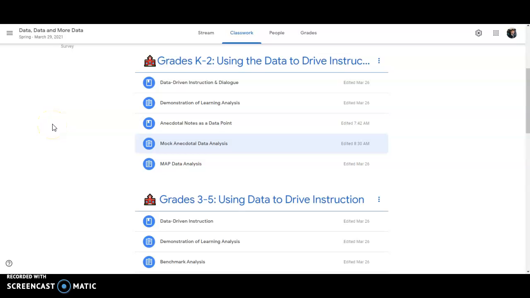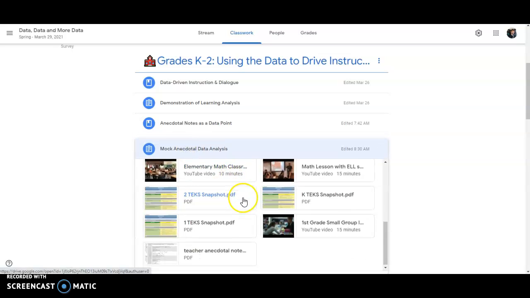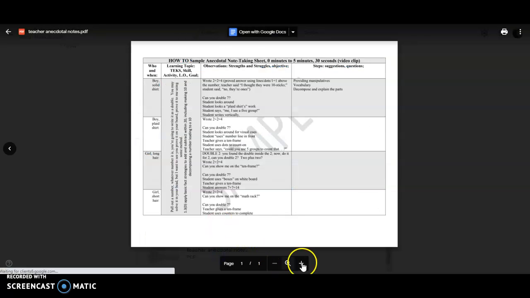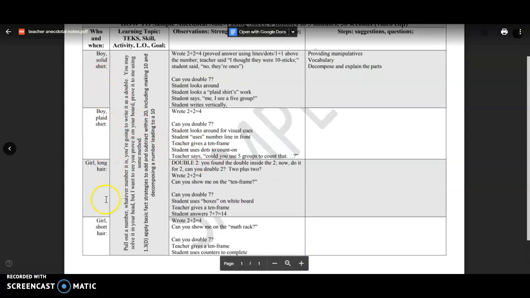After watching 5.5 minutes of the video titled First Grade Guide to Math, we're going to be looking at the note sheet that I would have taken as I'm watching that video. So here's the PDF, the teacher anecdotal note sheet. Looking at this document, we can see the students that we called out.